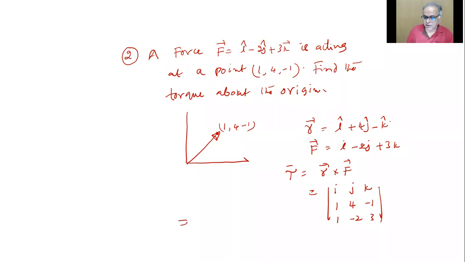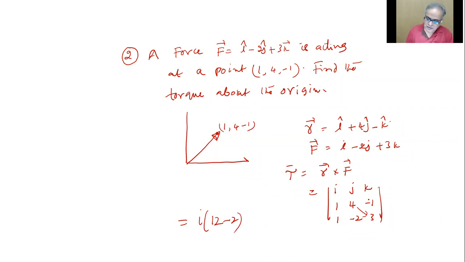Expand this. You know how to expand? i, you take first. Ignore the column and row in which i is existing, and you are left with a small matrix like this. This way you go. 4 into 3, 12. Minus, plus, this is plus 2, right? Minus 2 into minus 1.